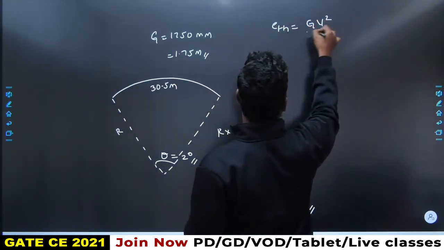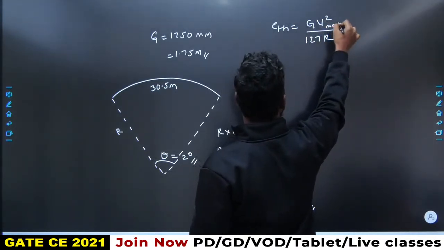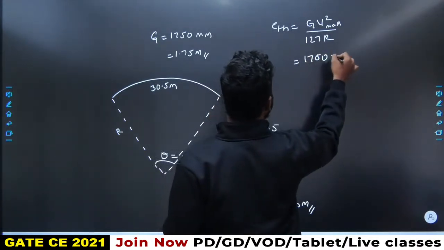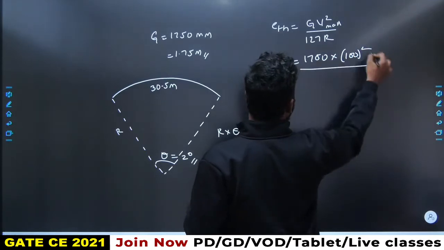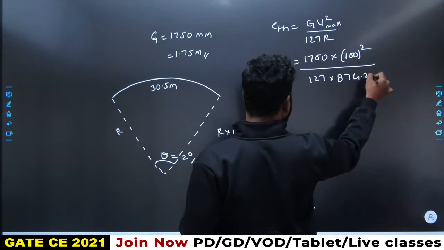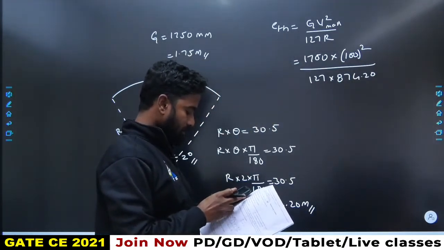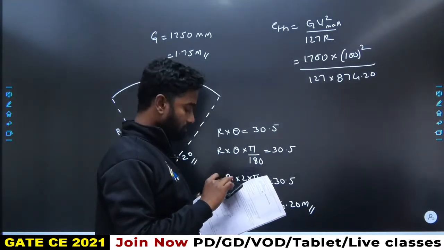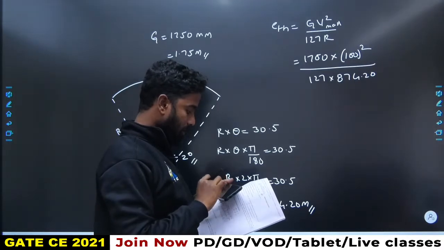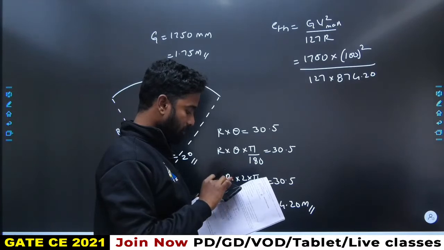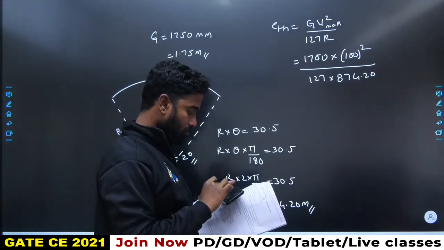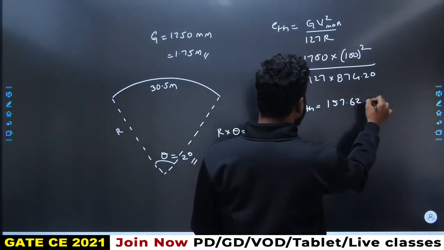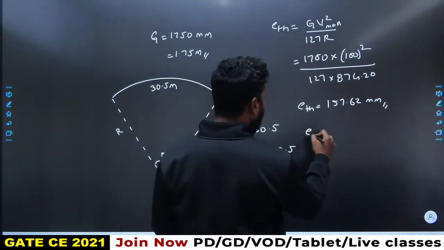E theoretical would be GV square upon 127 R, where V is maximum speed. So, 1750 into V, which is maximum, 100 square upon 127 multiplied with 874.20. E max is 1750 multiplied with 100 multiplied with 100 divided by 127 multiplied with 874.20. So, this would be E theoretical equals 157.62 mm.